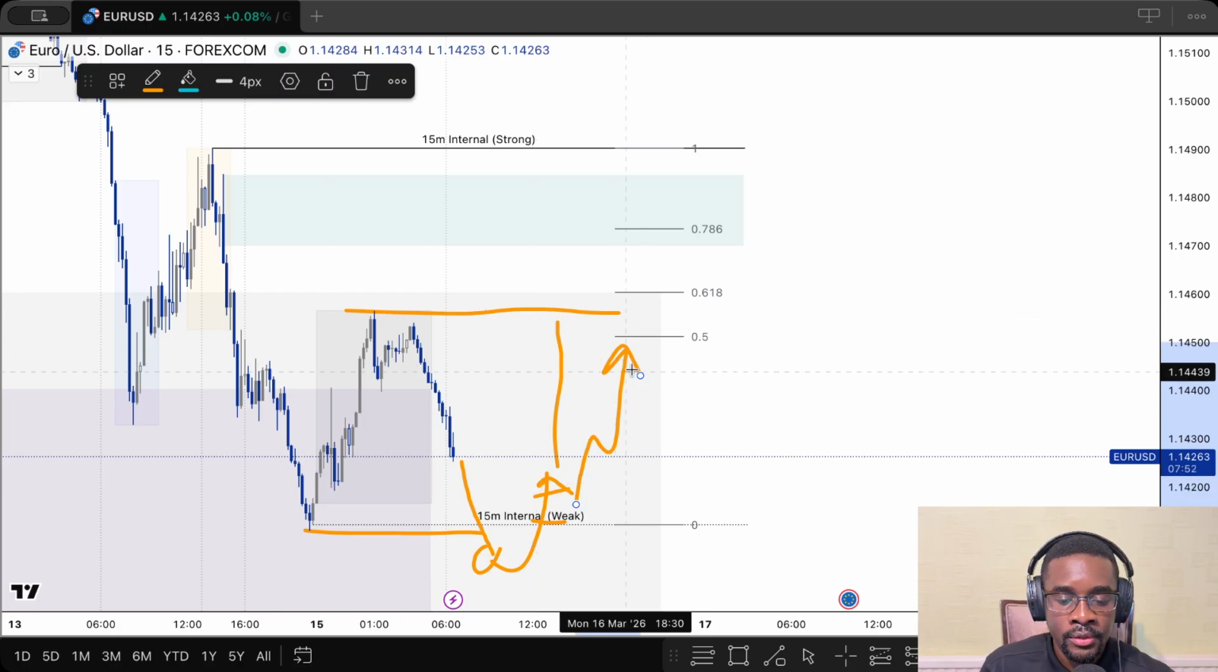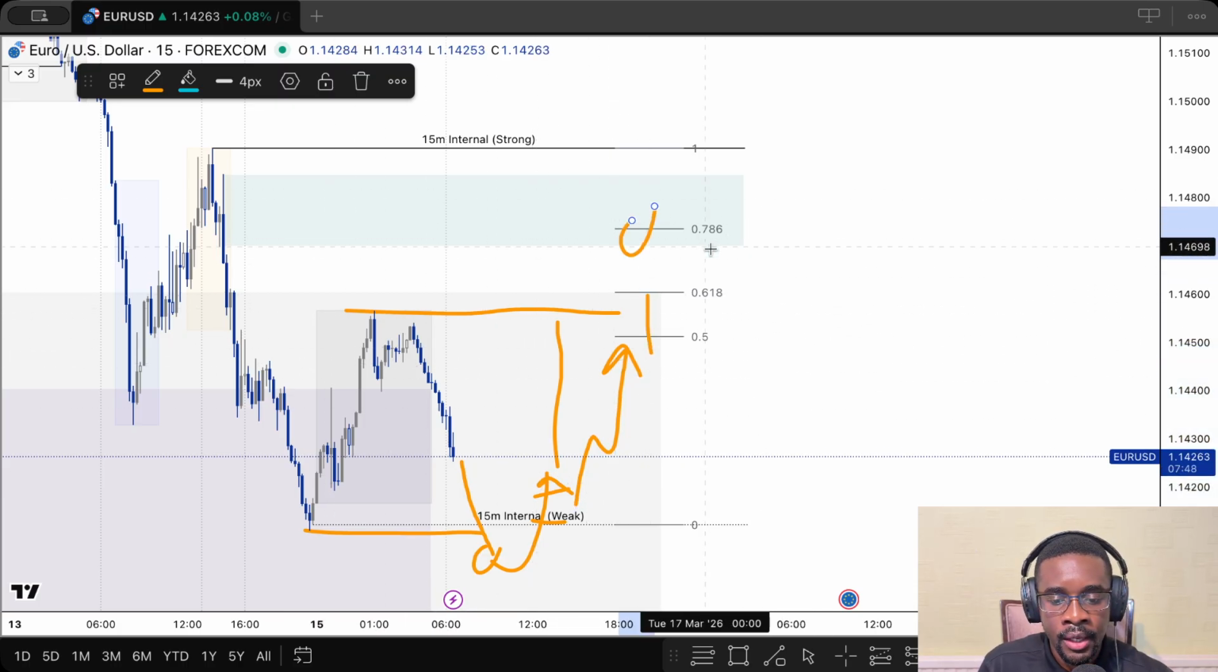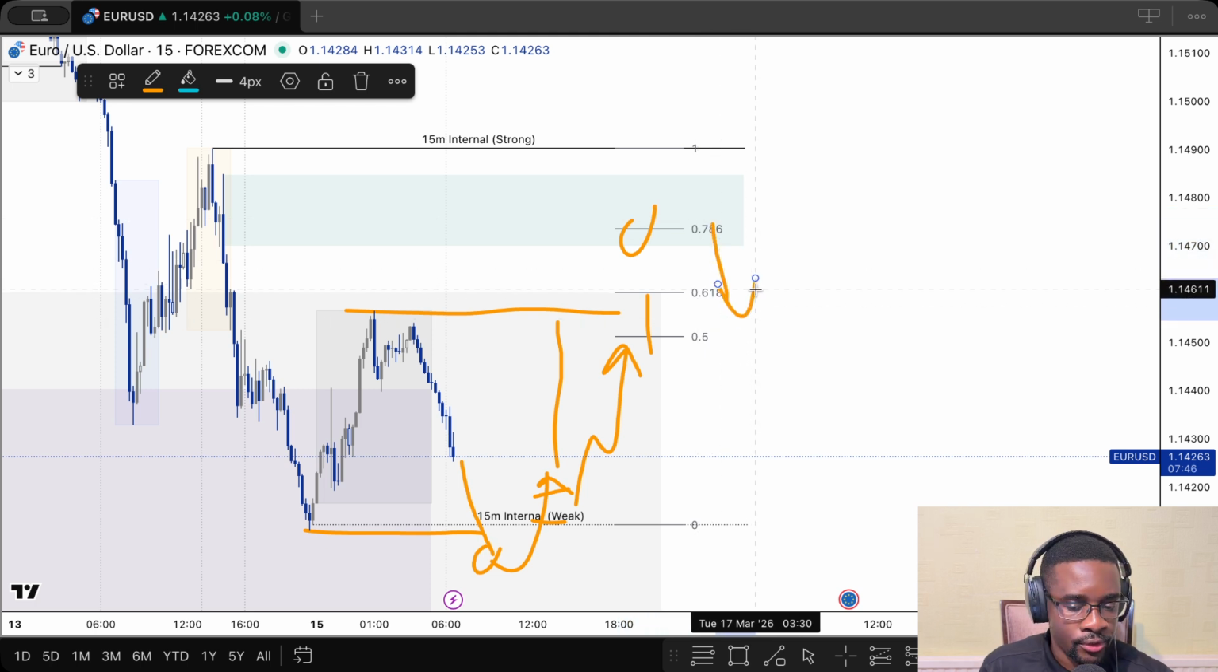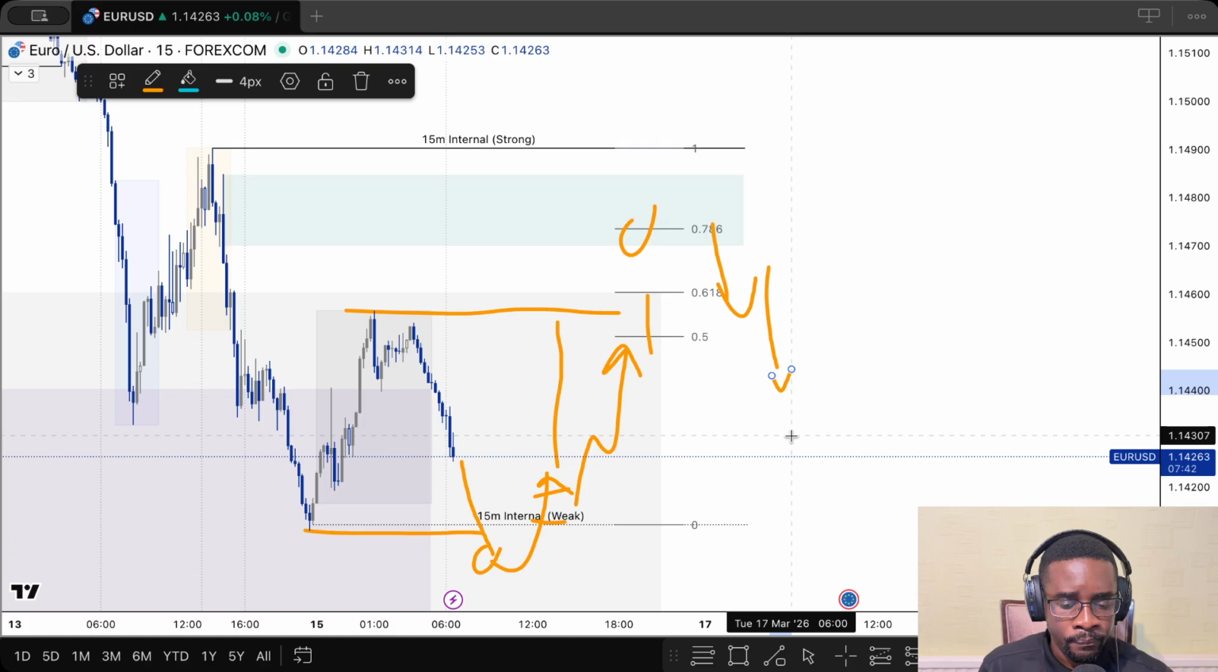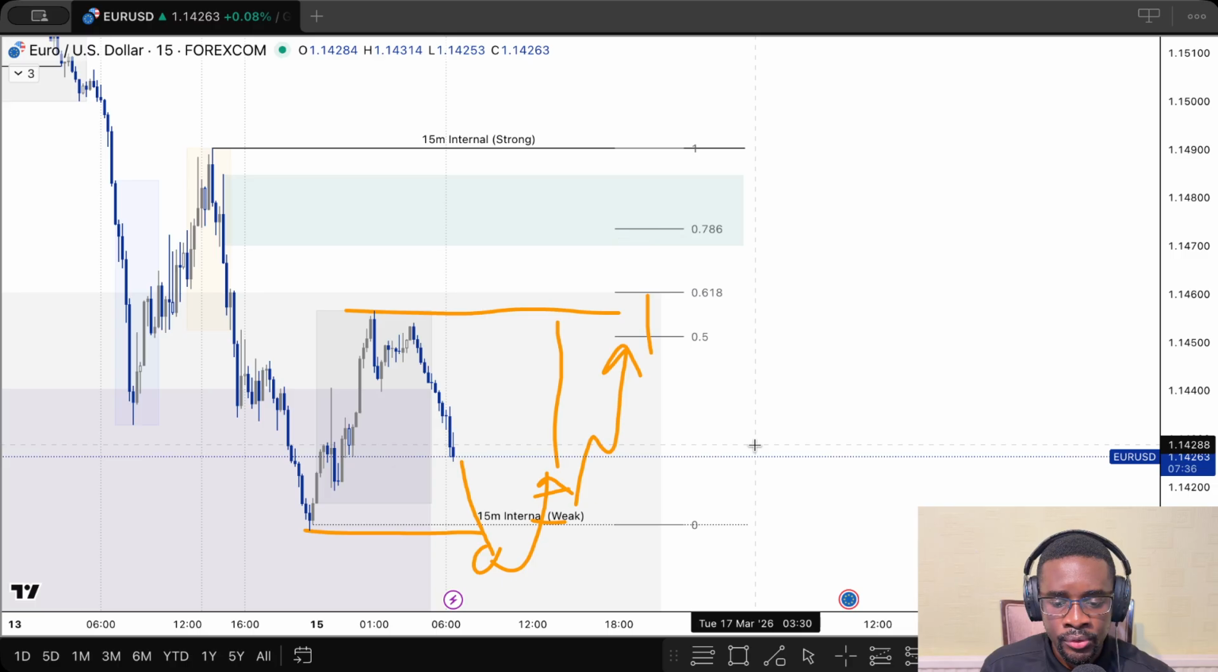And then if price does come up and maybe mitigate this extreme supply, then I can be looking for shorts as well, targeting another 1 2 3. Okay, so those are my trade ideas. At least that's what I'll be looking for at the moment on the Euro USD on the 15-minute time frame.